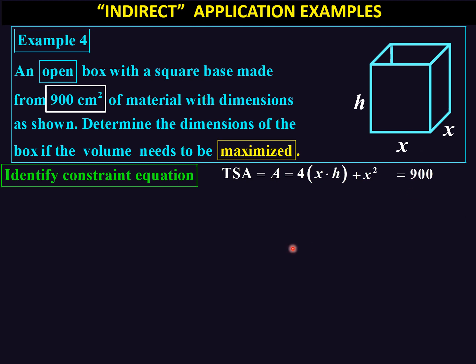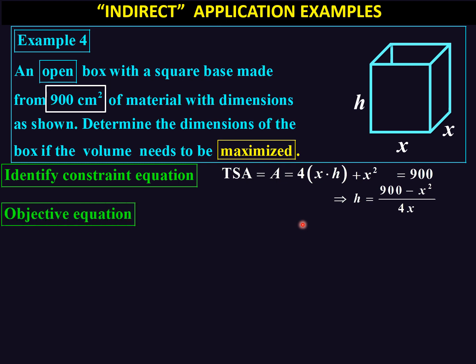Now there we have two variables, so we either need to make h or x the subject. Which one is the easier one? Let's choose h. x is a square, so it'll be more complicated. There's an x squared and an x, so it's much easier making h the subject. To make h the subject, what do we get? 900 minus x squared, divided by 4x. Now we've sorted out our constraint equation. We now need to find the objective. Let's read. What's the objective? It's the volume.